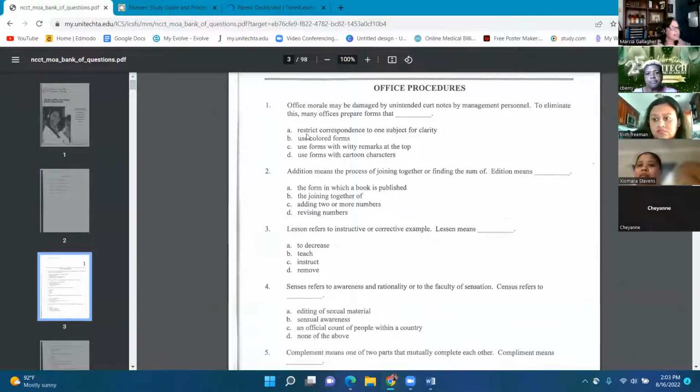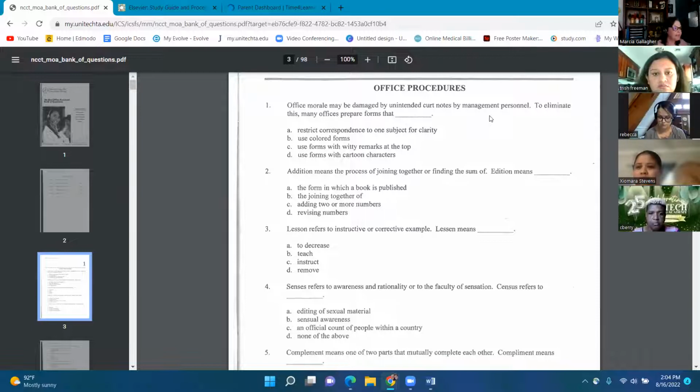So our number 1 says, office morale can be damaged by unintended curt notes by management personnel. To eliminate this, many offices prepare forms that A, restrict correspondence to one subject for clarity, B, use colored forms, C, use forms with witty remarks at the top, or D, use forms with certain cartoon characters. I think this is pretty self-explanatory, but what do you guys think?